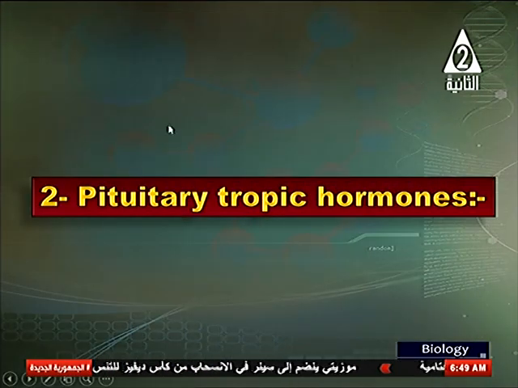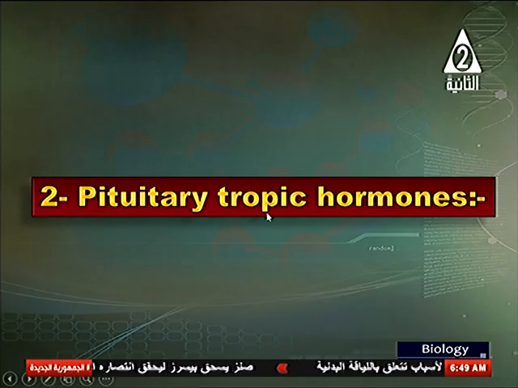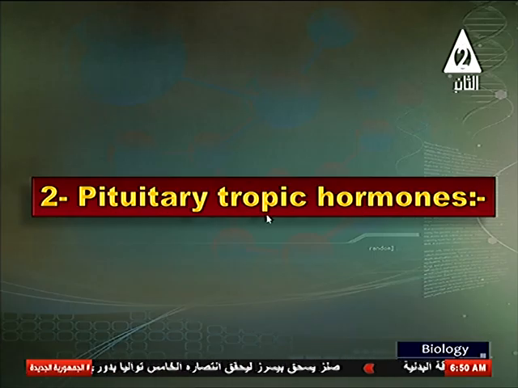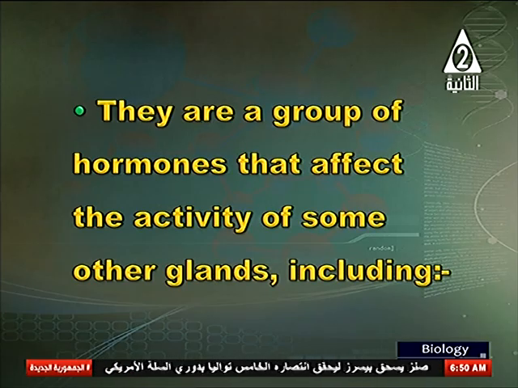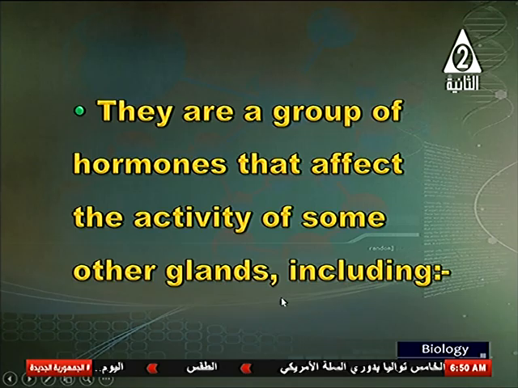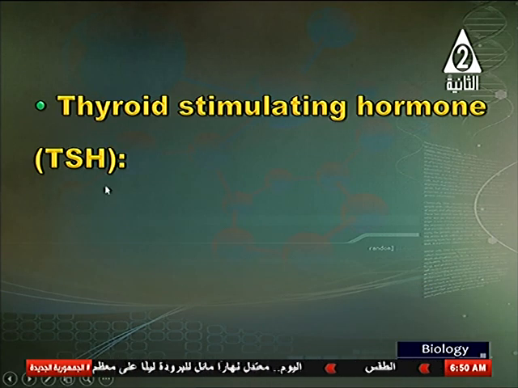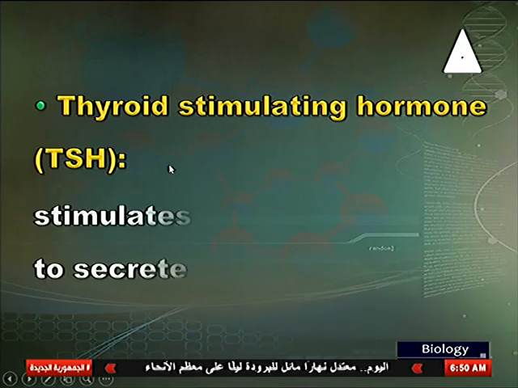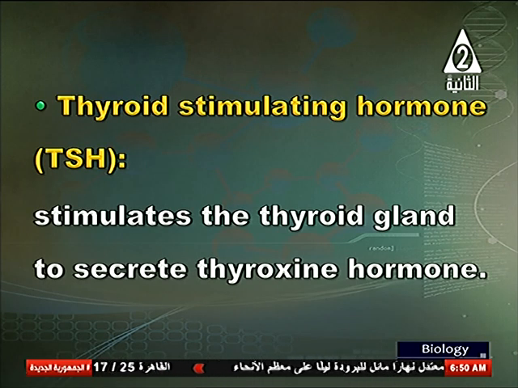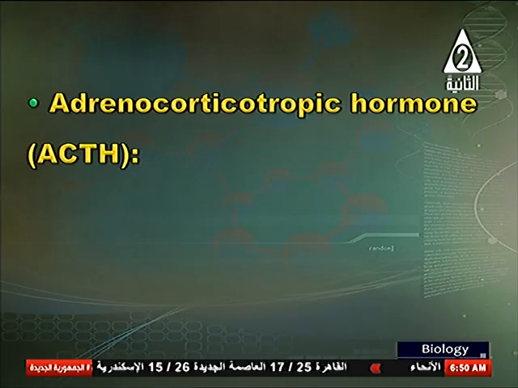The second group of hormones secreted from the adenohypophysis is the pituitary tropic hormones. It is not one hormone, they are a group of hormones. The group of hormones affects the activity of some other glands, such as thyroid stimulating hormone, TSH, which stimulates the thyroid gland to secrete thyroxine hormone and calcitonin hormone also.